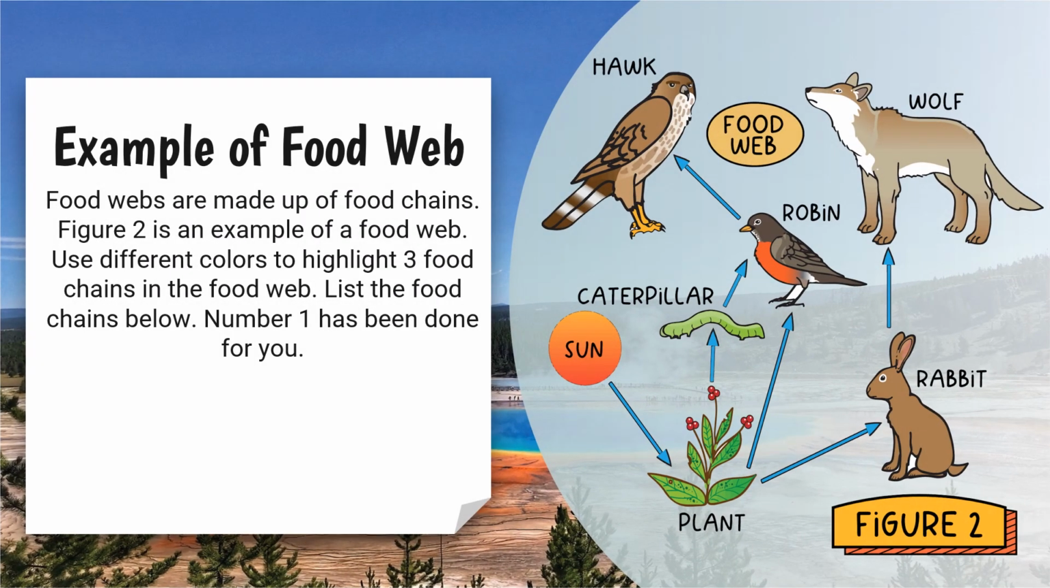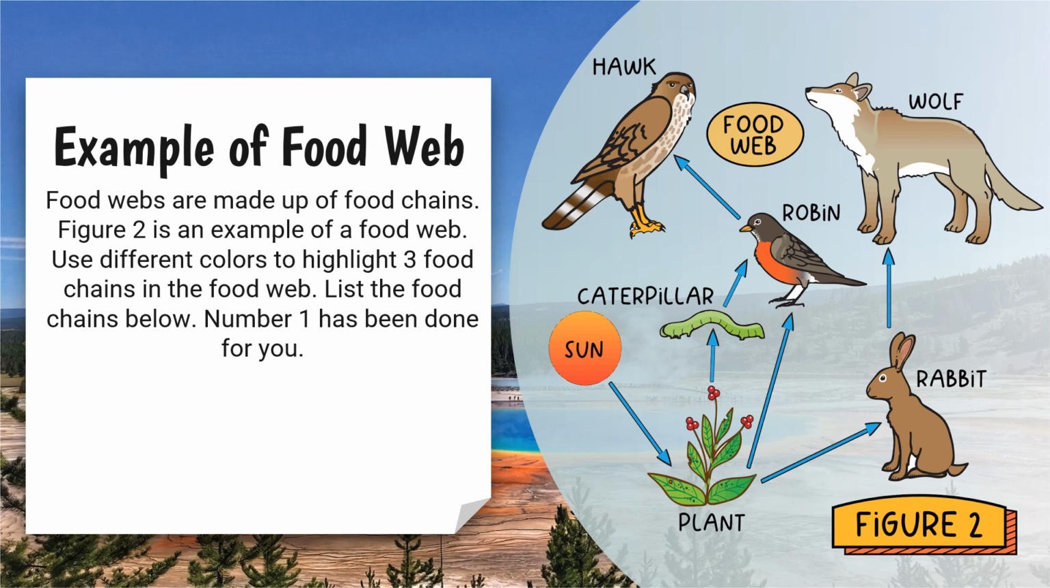Okay, now here's an example of a food web. Food webs are made up of food chains. Figure 2, an example of a food web. As you can see to the right there, that's a food web. Now use different colors to highlight 3 food chains in this food web, and list the food chains below. Number 1 has been done for you. Okay, so you can take a look here.